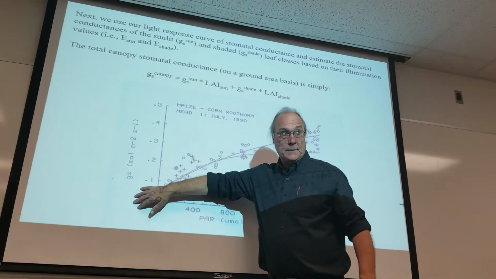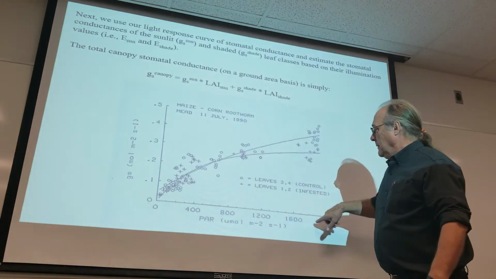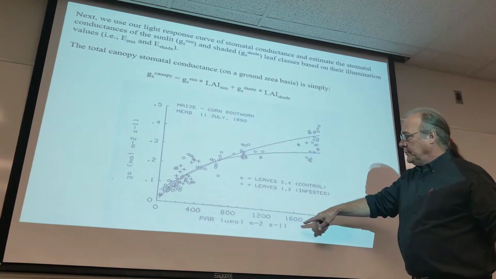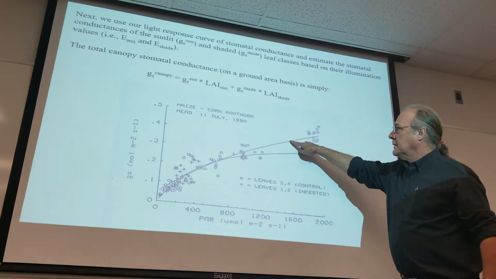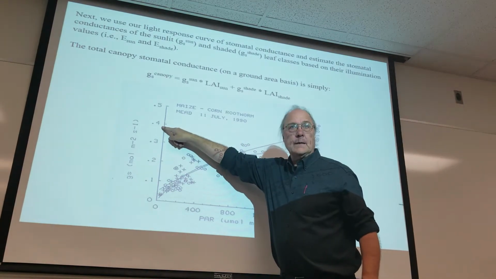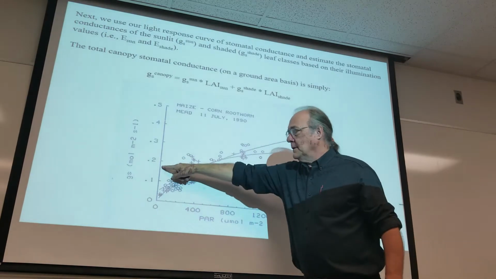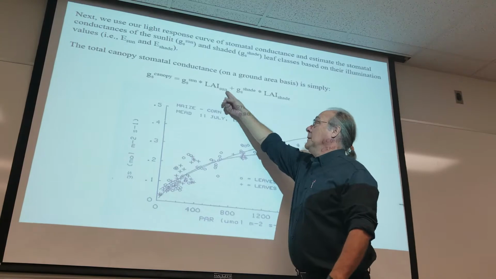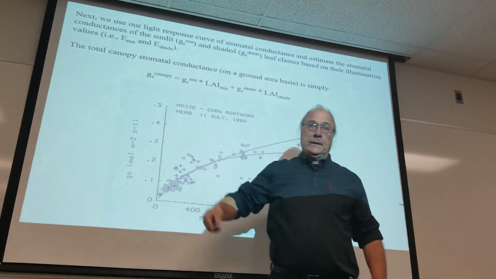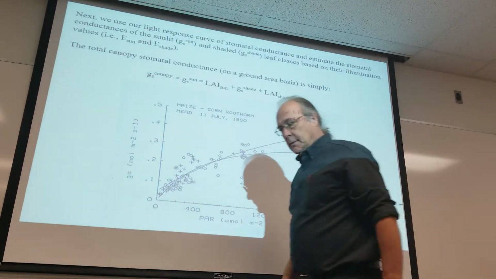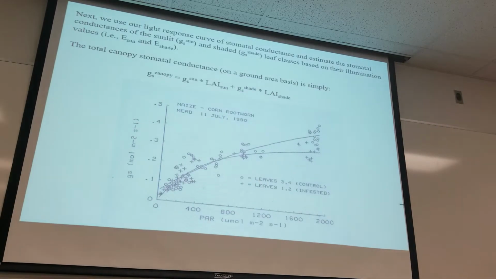Then, once we have that done, we can go to our nonlinear light response curve for stomatal conductance. Calculate our illumination in the sun, go to this curve and read off a value for the stomatal conductance for those sunlit leaves. Read off the stomatal conductance for those shaded leaves. Multiply them by the appropriate leaf area and come up with the canopy conductance term, canopy stomatal conductance. That's the simplest approach we can take that's realistic for scaling up.